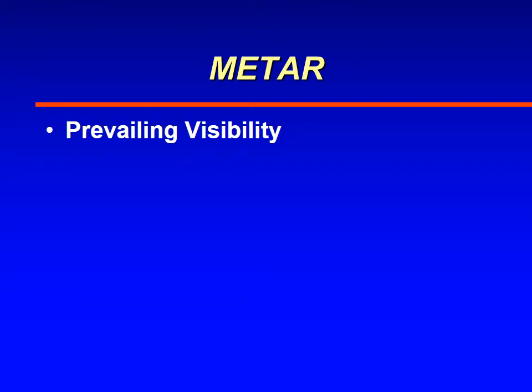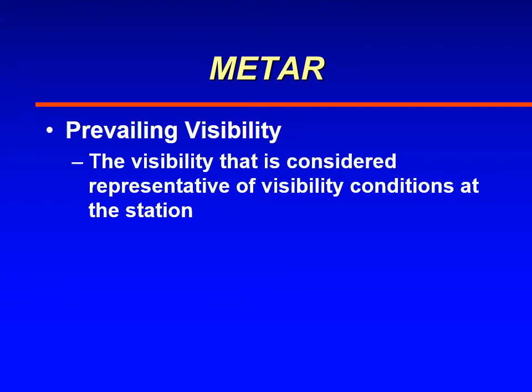So the first thing we're going to discuss is the definition of prevailing visibility. And there are actually two definitions of prevailing visibility. The first definition is the visibility that's considered representative of visibility conditions at the station. And what that means, this is the new definition. It came about as of 1996, so it's not so new, but it's relatively new.